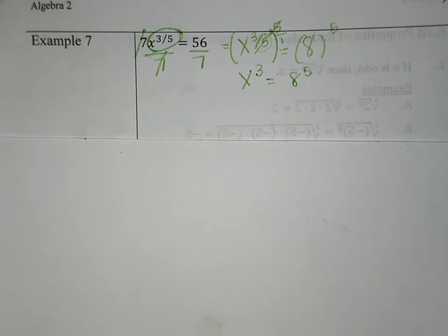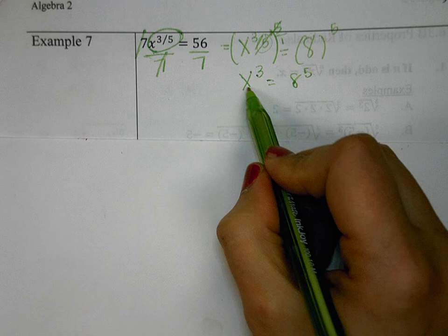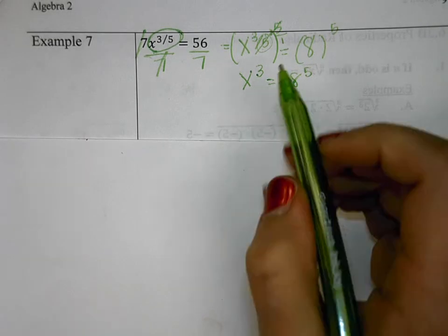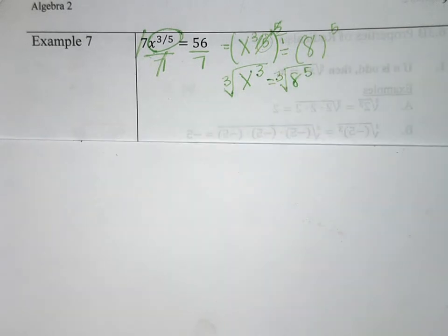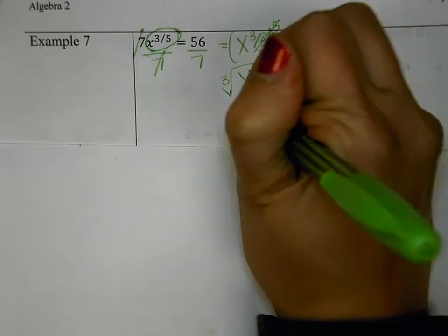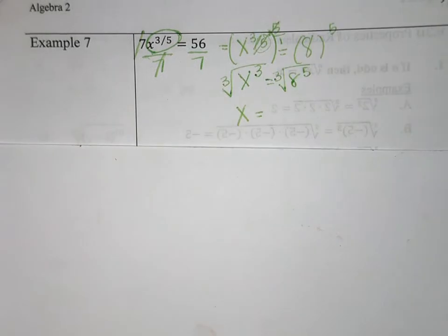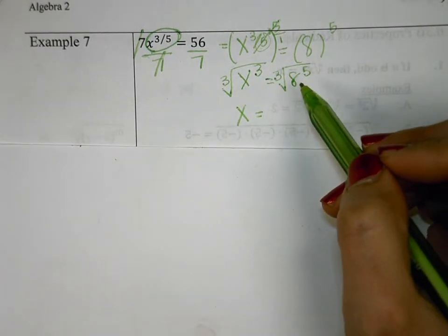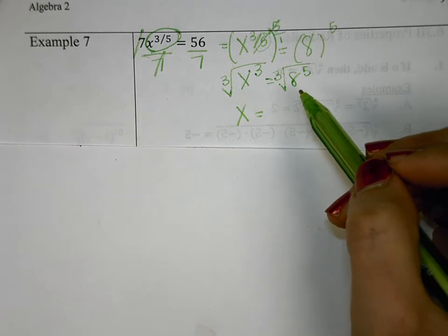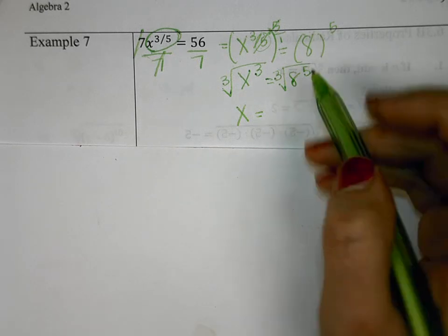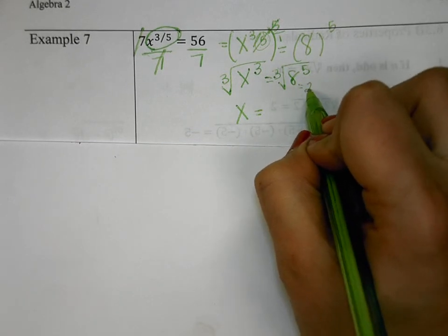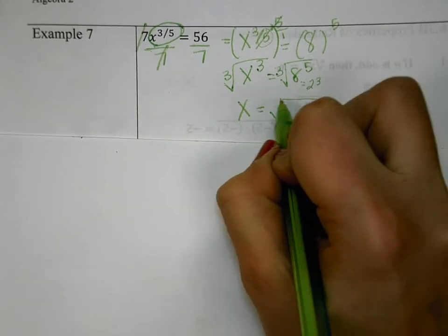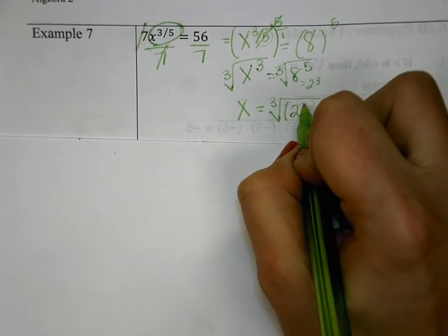Do not multiply out 8 to the fifth yet, because we still have to get rid of that power of 3 by taking the cube root. The cube root of x to the third gives me x equals, and I'm not exactly sure how far I can take the cube root of 8 to the fifth, because I can break 8 up even more. 8 is the same as 2 to the third. So this is the same as saying cube root of 2 to the third to the fifth power.